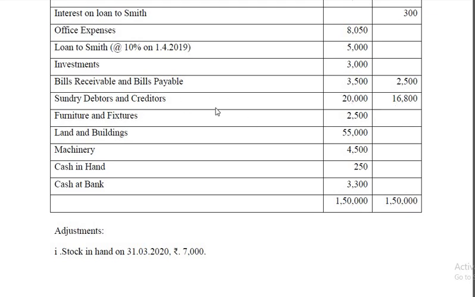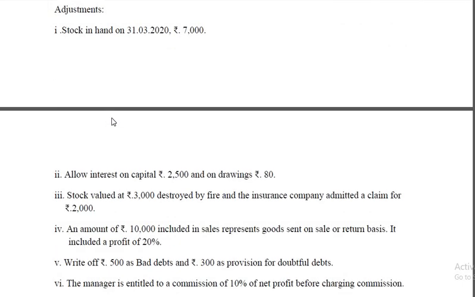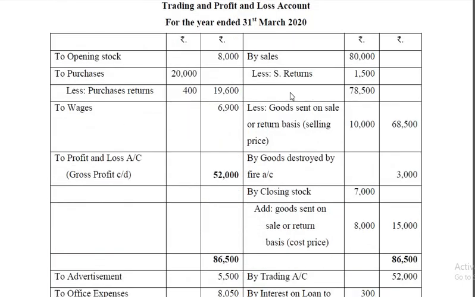Of course, other adjustments are to be made to the accounts concerned. Furniture and fixtures will come to the asset side, fixed asset. Land and buildings, it is an asset, fixed asset. Machinery is also a fixed asset, will come to the asset side. Cash in hand and cash in bank are current assets, will come to the asset side of the balance sheet. So I have covered everything. Let us see the solution.